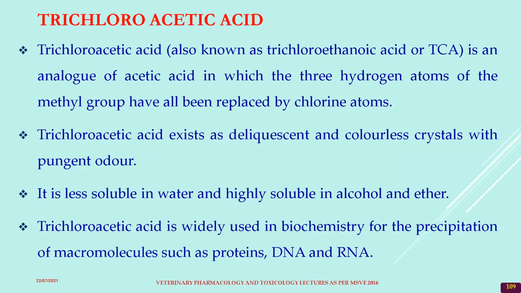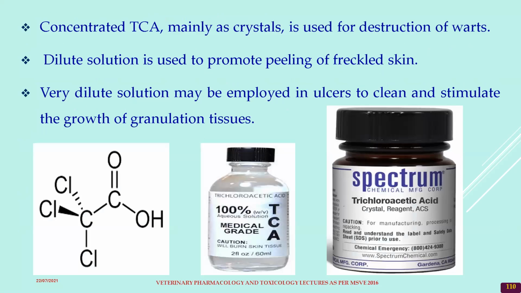And trichloroacetic acid, or TCA, is an analog of acetic acid in which the 3 hydrogen atoms of the methyl group have been replaced by chlorine atoms. TCA exists as deliquescent, colorless crystals with a pungent odor, and it is less soluble in water and highly soluble in alcohol and also ether. And trichloroacetic acid is widely used in biochemistry for a variety of experiments.